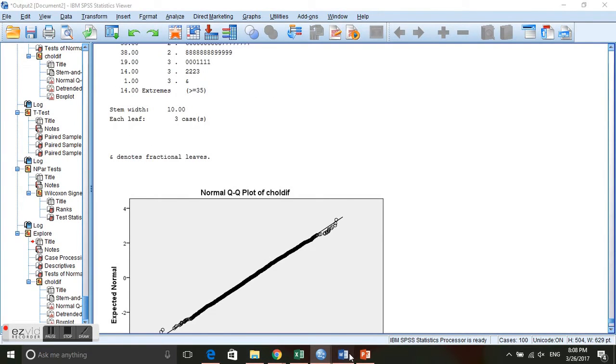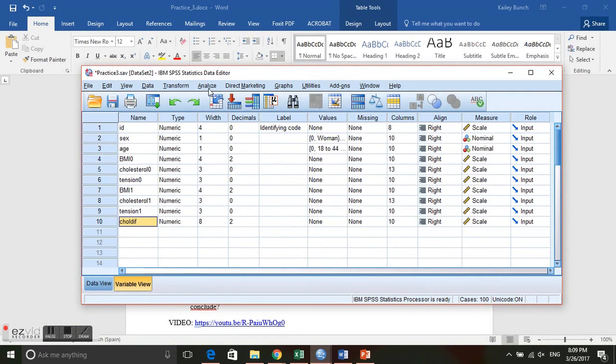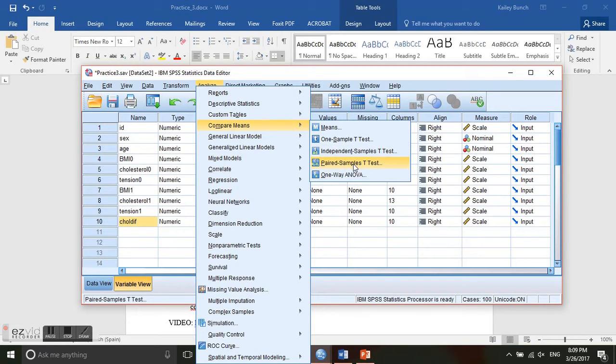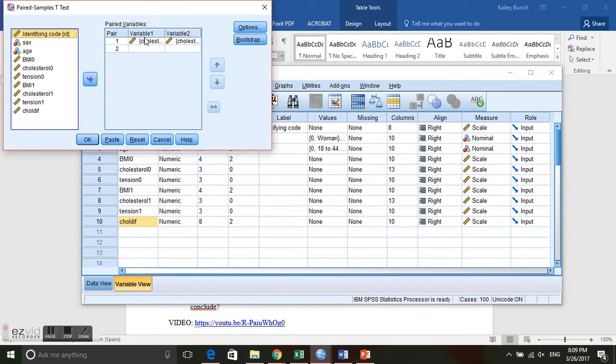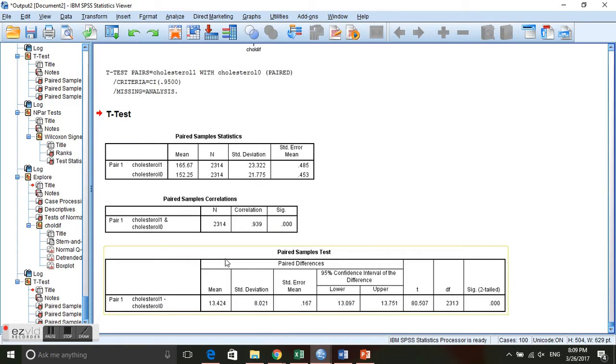So go back to your table. If we decide that the distribution is normal, we're going to perform the Student t-test for dependent samples. So go to Analyze, Compare Means, Paired Samples t-test. Now choose for variable 1, cholesterol 1, variable 2, cholesterol 0. Okay. And that gives us our mean cholesterol. So this is the difference.